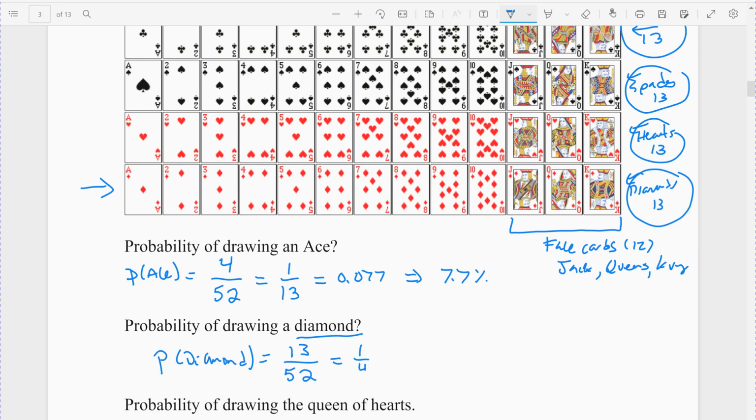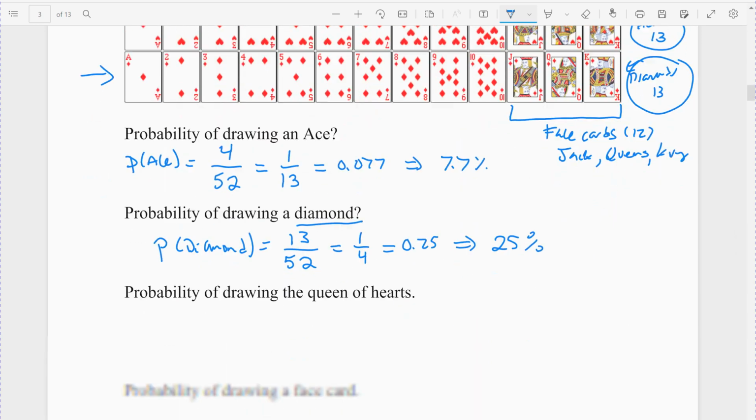Each suit represents 1/4 of the deck. So it should make sense that 13 out of 52 reduces to 1/4. A fourth of the deck are diamonds, so you have a 0.25 as a decimal, or a 25% chance of drawing a diamond. It would be true if I picked any suit. You'd have a 25% chance of picking a heart, club, or spade. Again, 25% of picking any of the individual suits.